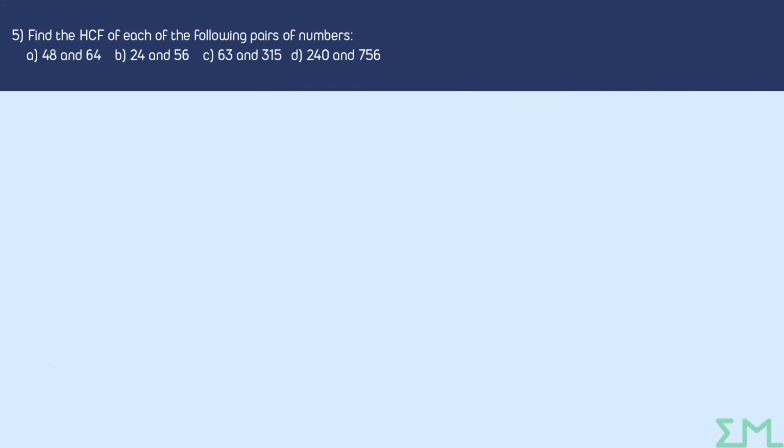Now we are going to find the highest common factor of some pairs of numbers. And the process is very similar to the one for LCM. We will do both methods like we did in the previous question.